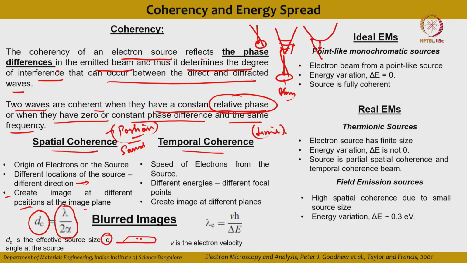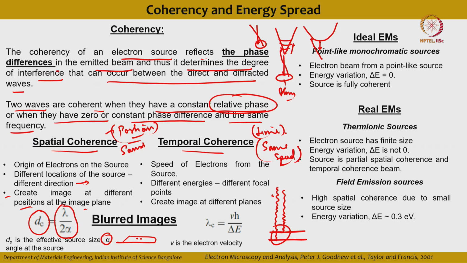Similarly, the temporal coherence. What is temporal coherence here? All beams should have the same speed from the source. For example, if you have one electron beam which is accelerated with 300 kV, and one electron beam which is accelerated at 302 kV, what will happen is the image is formed here, but for the 302 kV electron, the image will form at a different plane. So you will get a blurred spot size or blurred image. They will not be focused at the same place, they will be at different planes.